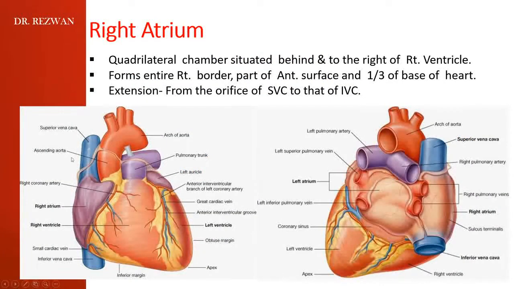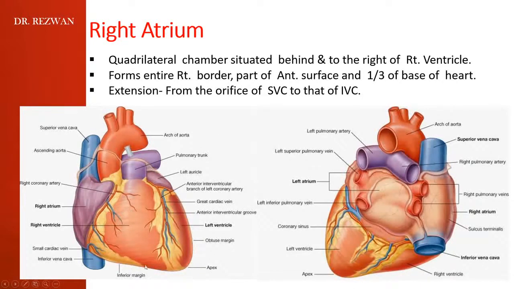Now this is the right atrium, we can see over here, which is triangular in shape, and posteriorly it is actually quadrangular in shape. Quadrangular chamber situated behind and to the right of the right ventricle. It forms the entire right border. We can see the whole right border is formed by the right atrium.